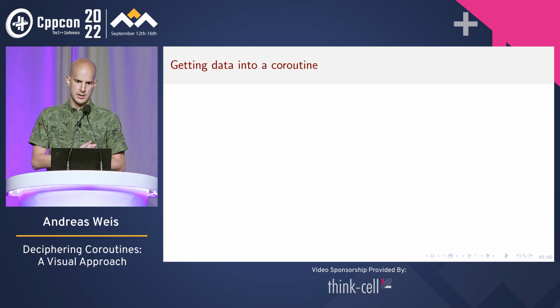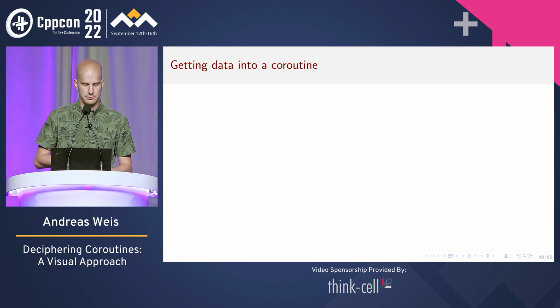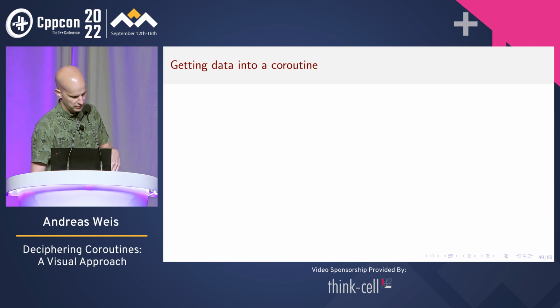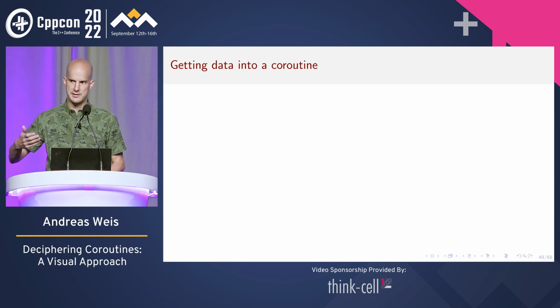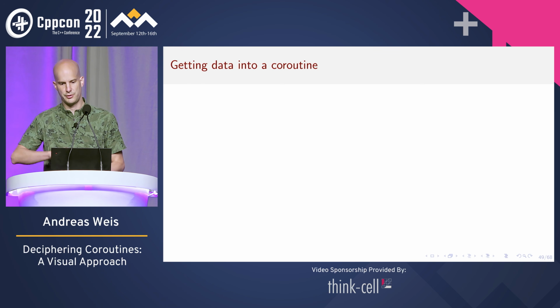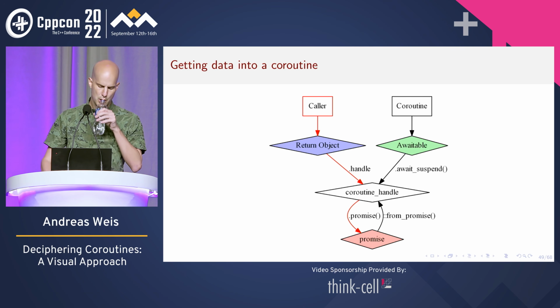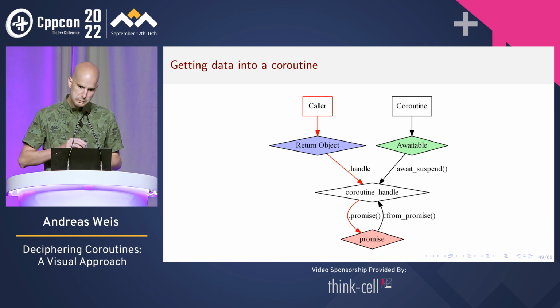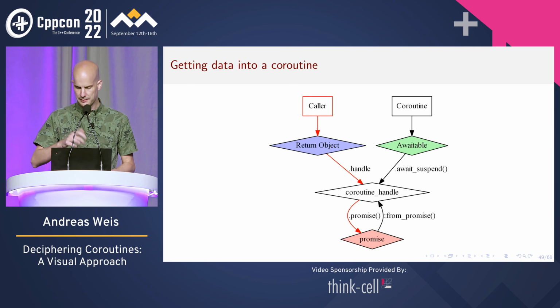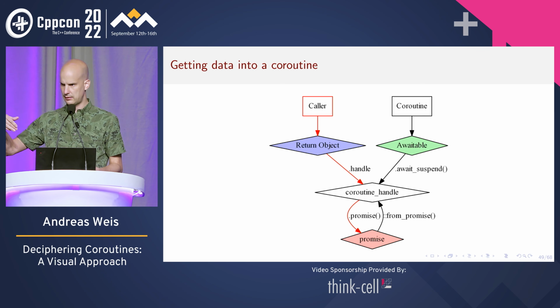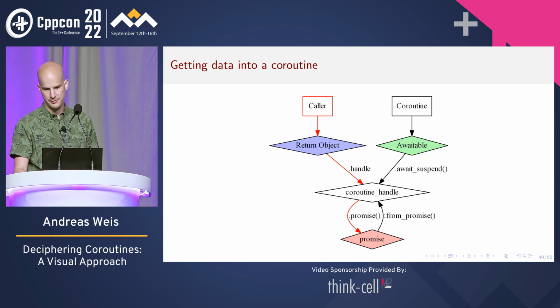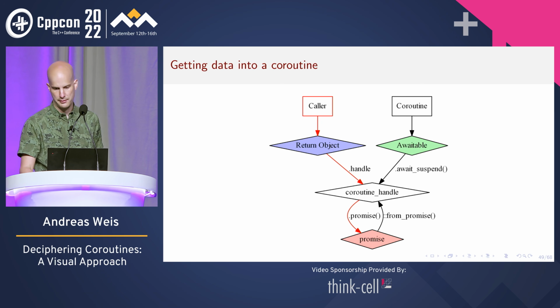Now let's try the other way. I want to get data into a coroutine. So the caller puts the coroutine to sleep at some point and then wants to provide some additional data, so that when the coroutine wakes up, it can actually access the data that the caller put in there. Again, the promise is the central point of intersection here, and the way from the caller side is the same as before. We have to go through the return object and through the handle.